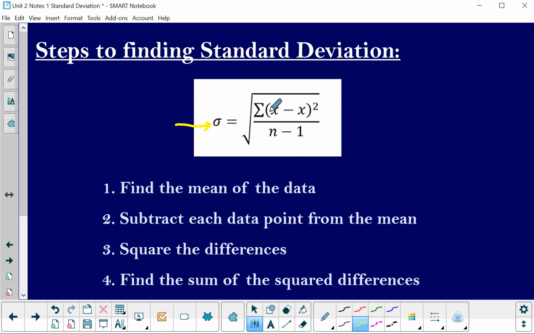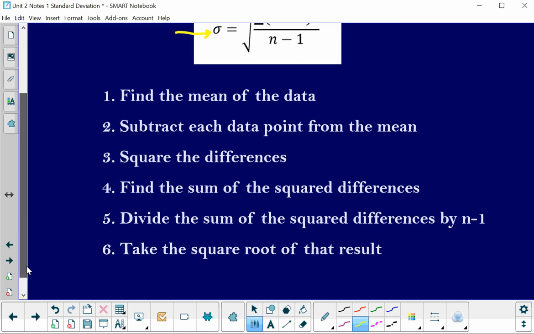Again, we are finding the difference between the mean and the data point, squaring that, adding all of those up, dividing by n minus 1, and then taking the square root of that. So it's a messy formula. It's a long formula. If you're a person who likes to have things in a step-by-step process, this is what's happening in our step-by-step process.